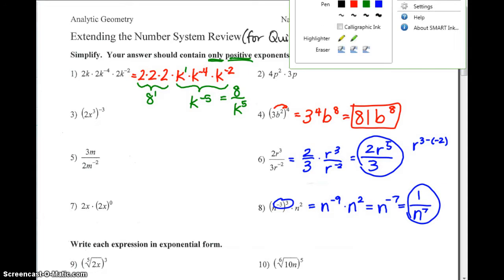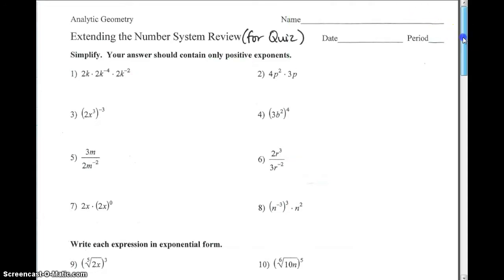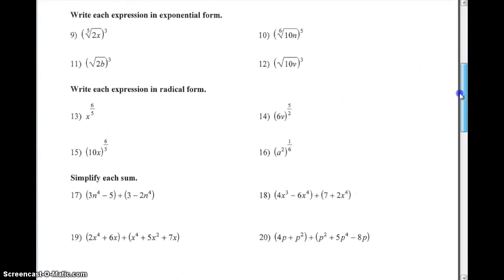Okay, I'm going to go ahead and clear this. Feel free to pause at any point of this if you need to write down some things.